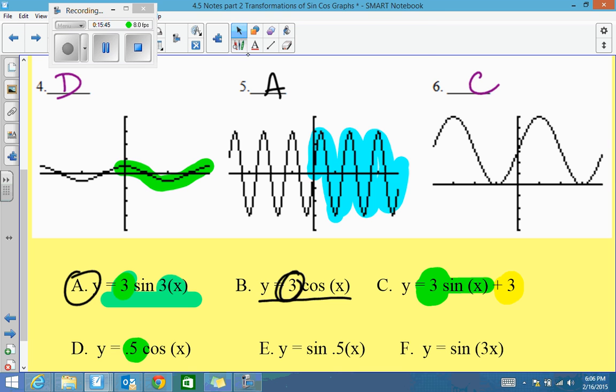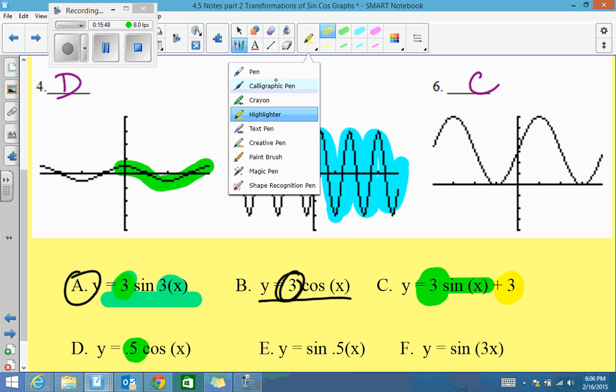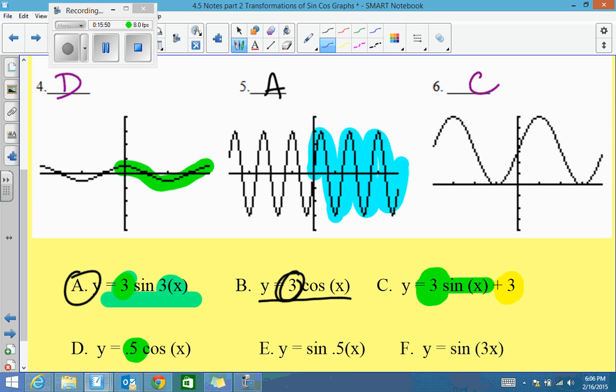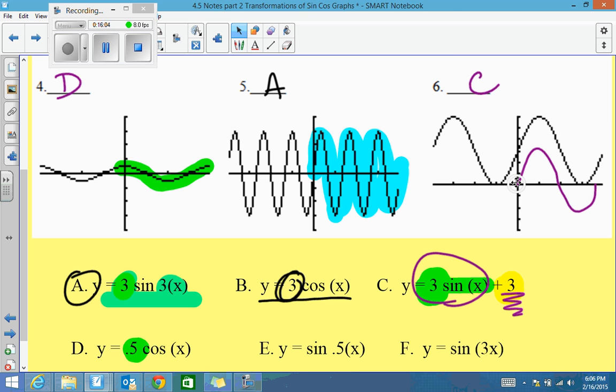So for an example, if it was just 3 sine of x, it would just be going up 3, down 3. But with that function plus 3 on the outside, it means we're actually shifting this up 3 also. So it's no longer centered on the x-axis.